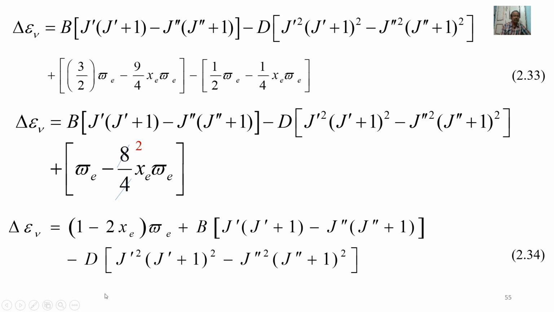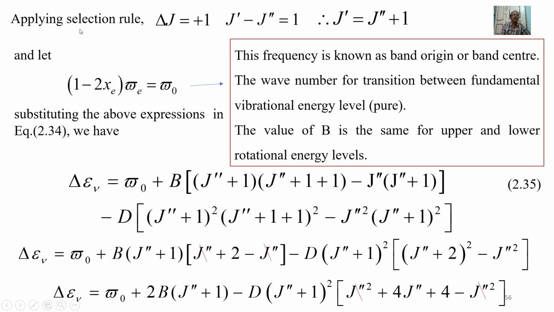This is difference in wave number. Now we are going to apply the selection rule. First we shall apply del J equals plus 1. If del J equals plus 1, it implies that J prime minus J double prime which is equal to 1. Therefore J prime which is equal to J double prime plus 1. And let 1 minus 2 xc omega e, we are going to keep this omega naught. And this omega naught is a frequency which we call this as band origin or band center.